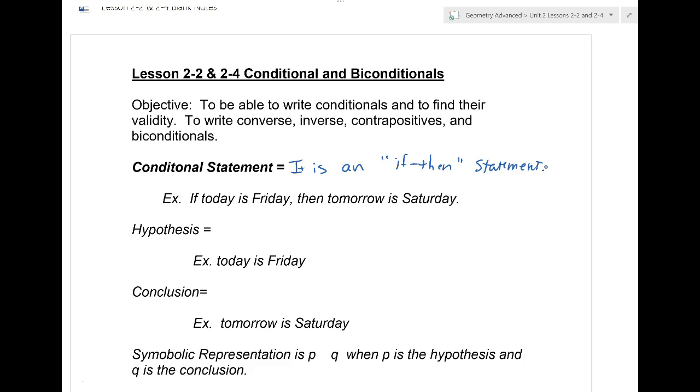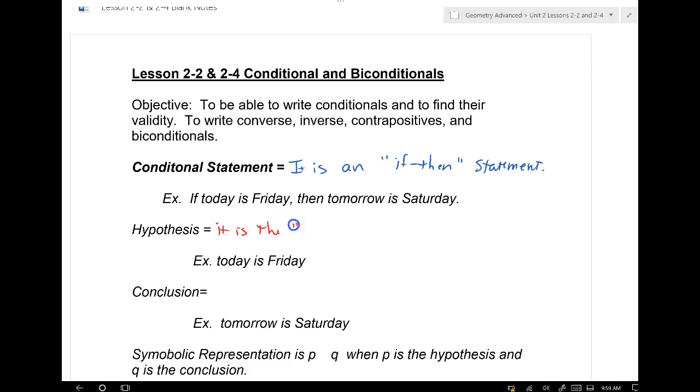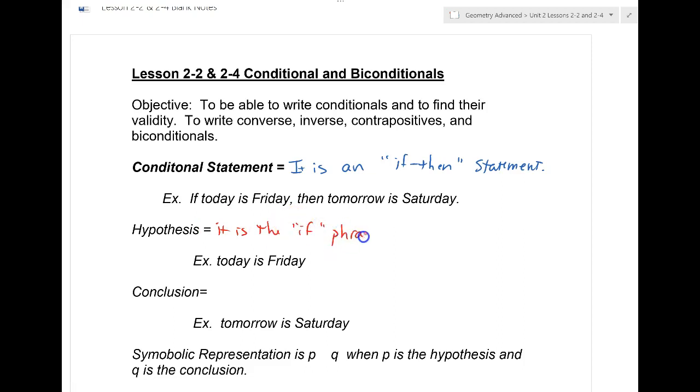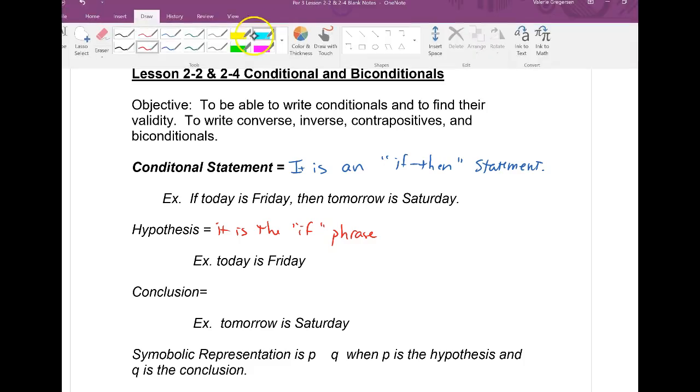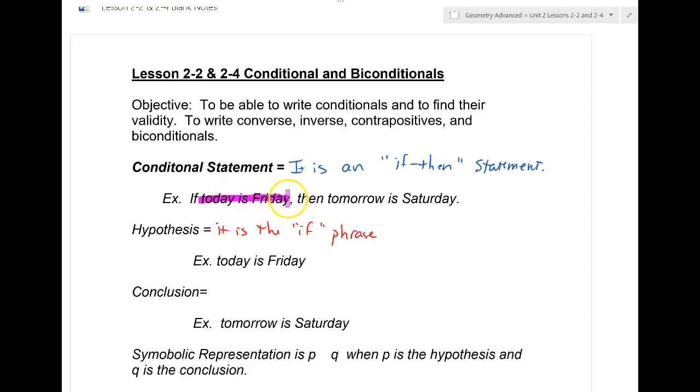Now, the if and the then are like signals, okay? They tell you a couple different things. We divide the sentence up into two things. We have what's called the hypothesis. And when we have the hypothesis, it is the if phrase. Now, here's the funny thing. It doesn't always have to be very obviously written as an if, but it's always going to be the if phrase of the statement. So when you're looking at that sentence up above, today is Friday, notice when I say the hypothesis, did I use the word if in it? No, if is just the signal, that's what it is. So on this one, today is Friday. That's going to be your hypothesis phrase with that.